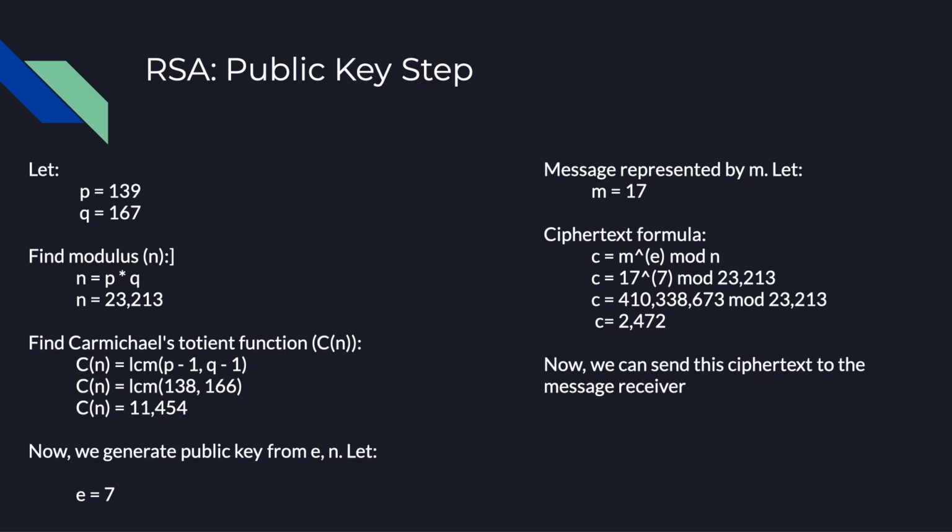We can derive the ciphertext c from our plain text m with the formula c equals m to the e mod n. And for our message, let's choose something simple. So let m equal 17. Now we have c equals 17 raised to the 7 mod 23,213. We can calculate this out, and we see c is 2,472. So now what we have is our ciphertext C. This is the encrypted message, so we could send this to any receiver and rest assured that the data is being kept private or encrypted.